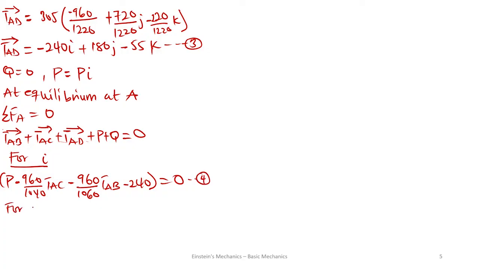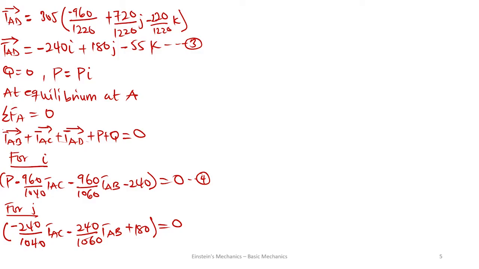Now, for the J part, I can also add all the J parts. First, from equation 1, the J part is 240 on 1040, and from equation 2, this is TAC. Equation 2, we have 240 on 1060 for TAB, and from equation 3, for the J part, we have a positive 180, and I can equate that to 0. Are we good? Please pay attention, it's very simple.